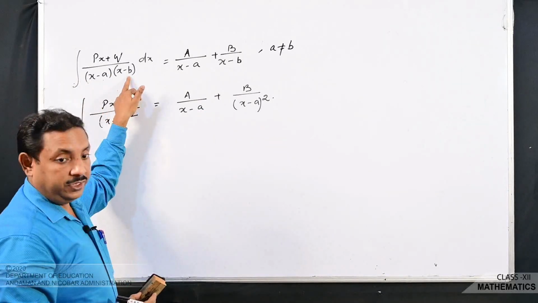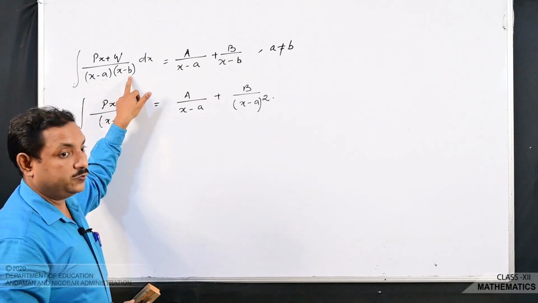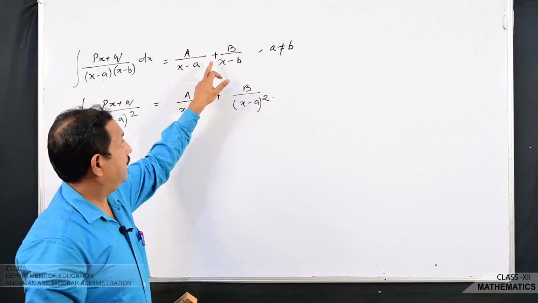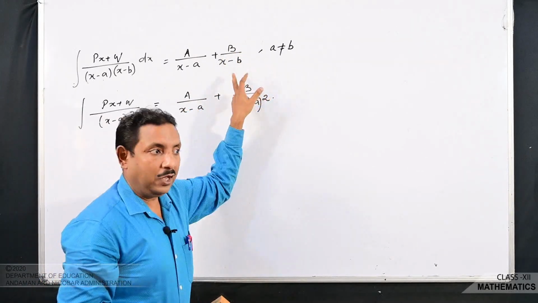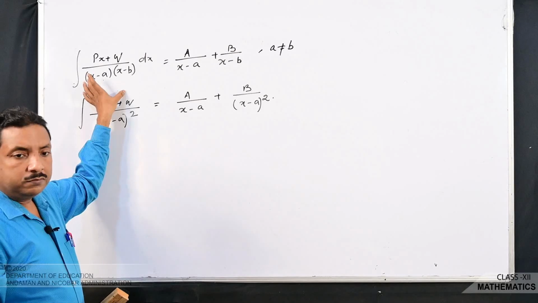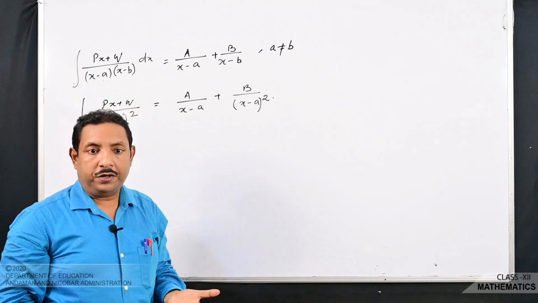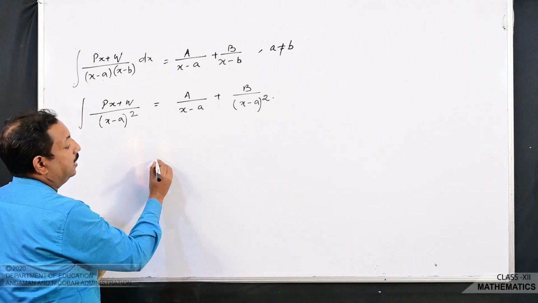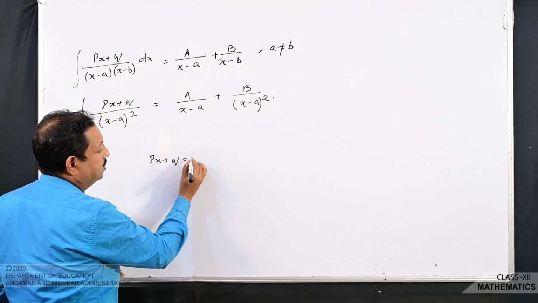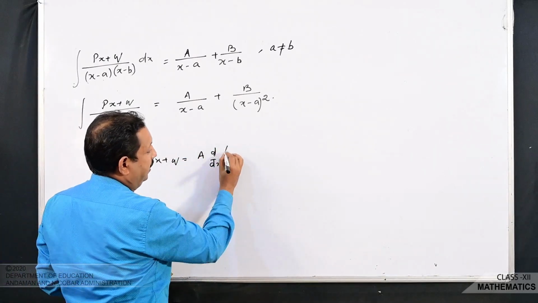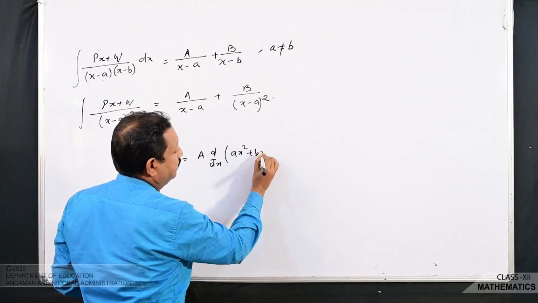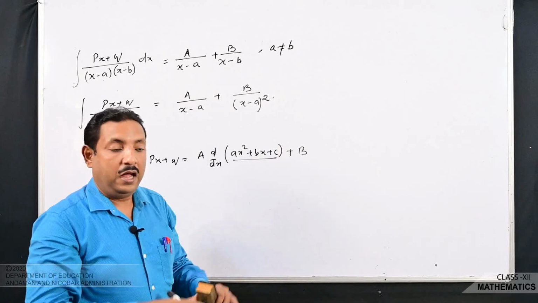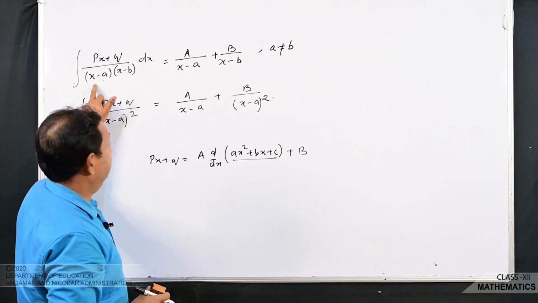Similarly, if these two are distinct, x minus a, x minus b, then this integrand can be split as a by x minus a plus b by x minus b. Now see, this is the quadratic portion, and if it is not factorable, then you have to follow the previous rule. That previous rule is what? That is px plus q is equal to a times the derivative of ax square plus bx plus c, plus some b. This is when it is not factorable, and if it is factorable, then there are two chances.